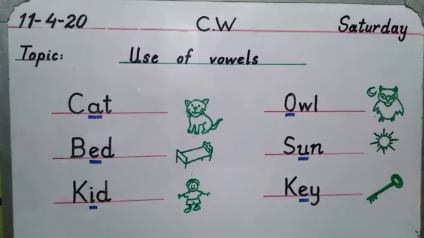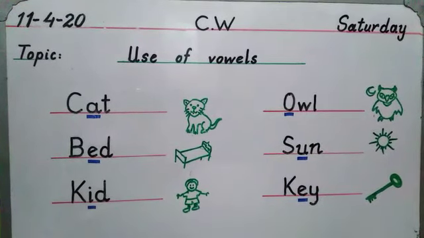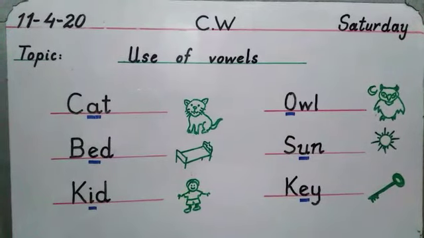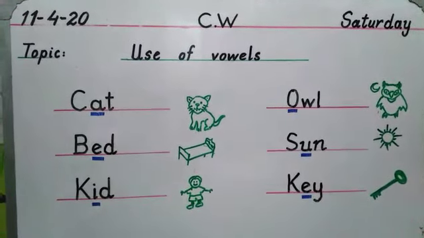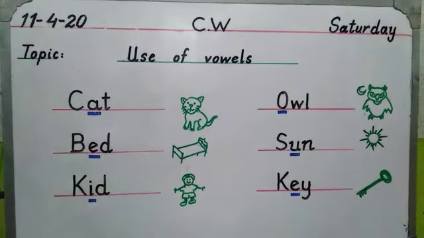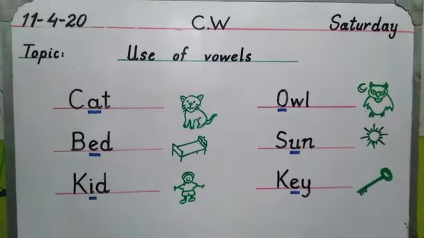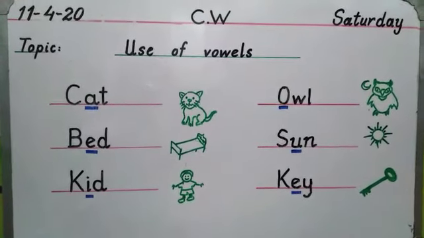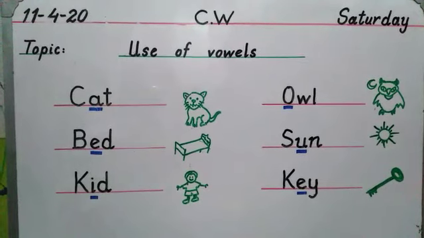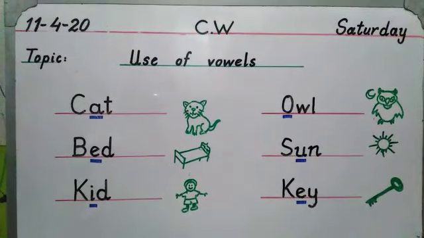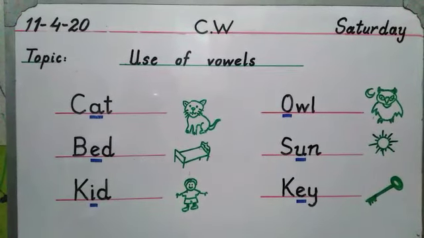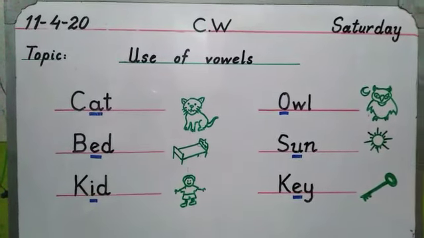This is our classwork. Today is Saturday. Our topic is use of vowel. As you know, there are 26 letters in the English alphabet family. And letters A, E, I, O, U are vowels. All letters other than vowels are called consonants. Let's find vowels in words.